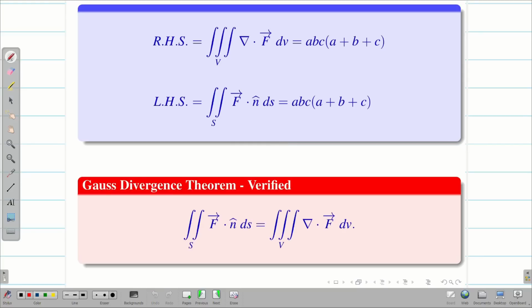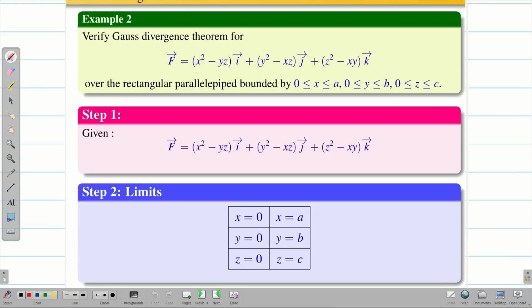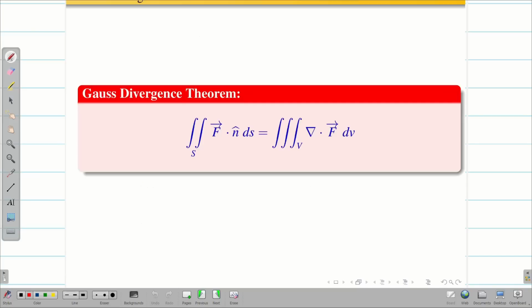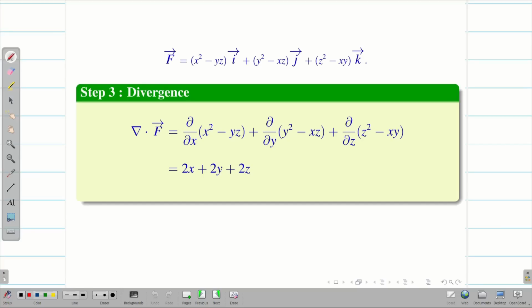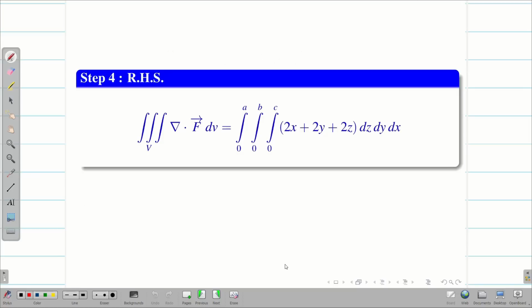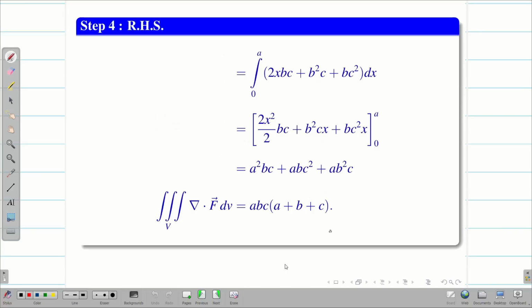Next, we are going to give the quick summary. For a given problem, step 1, take the F vector. Step 2, write the limits from the question. Then visualization. Step 3, write the Gauss divergence theorem. Now we have to evaluate RHS. For this, we need del dot F vector. Calculate it. Then step 4, RHS. We are going to integrate the triple integral over V and we get the answer ABC into A plus B plus C. Next we have to go for the LHS.